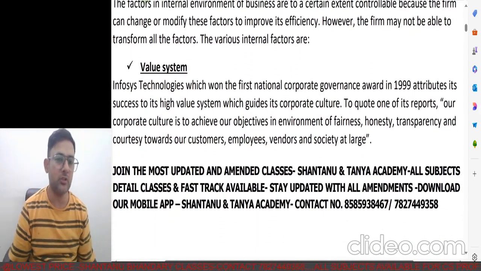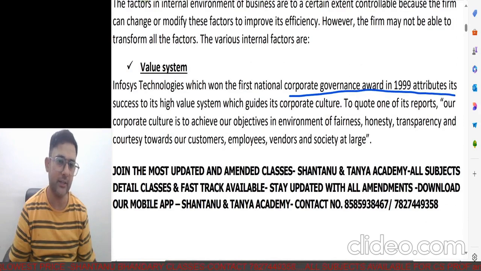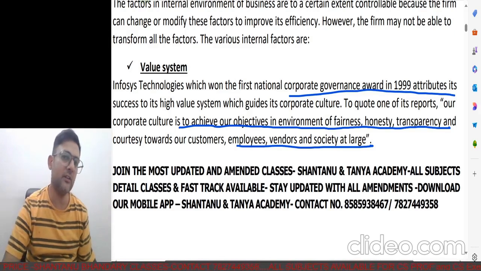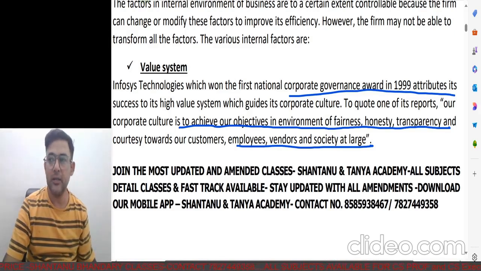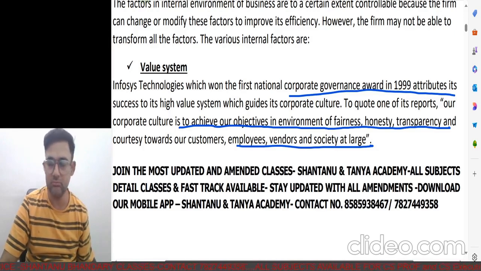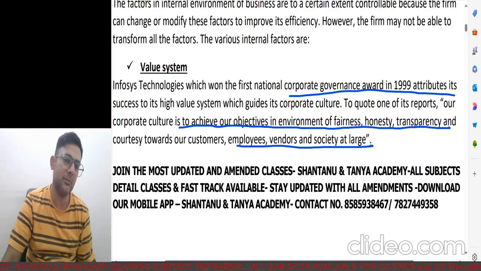It says Infosys was one of the first companies which won the National Governance Award in 1999, and the reason is that its report on corporate governance says that our corporate culture is to achieve our objective in an environment of fairness, honesty, transparency, courtesy towards our customers, employees, vendors, and society at large. So this is the thing that they have done between themselves. This is something they had as their target, I would say.